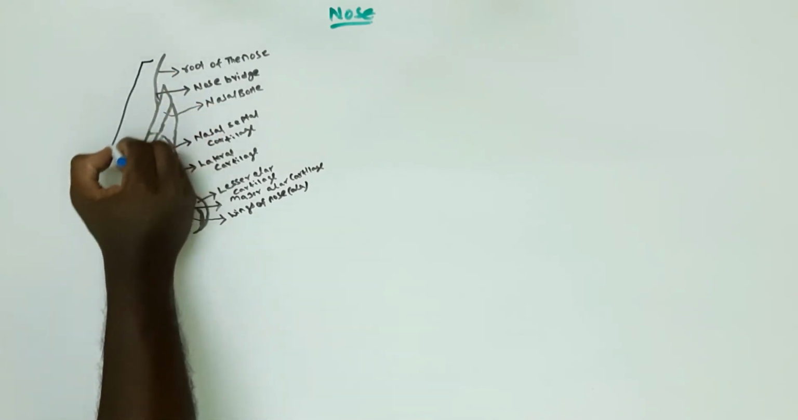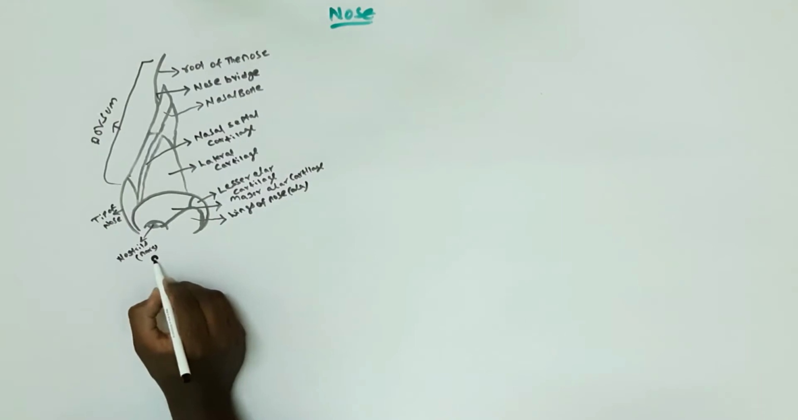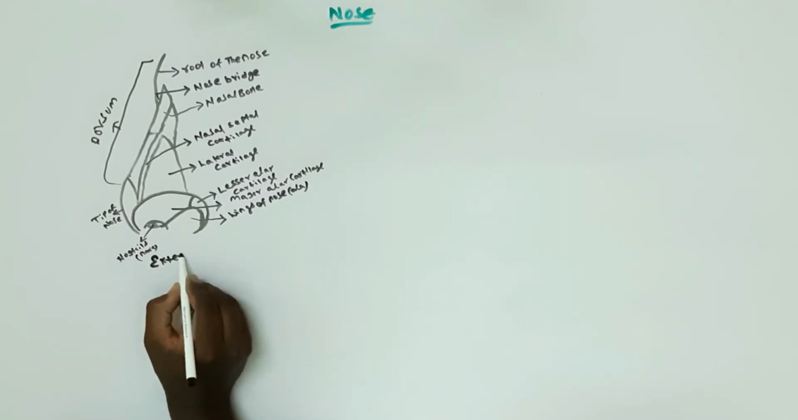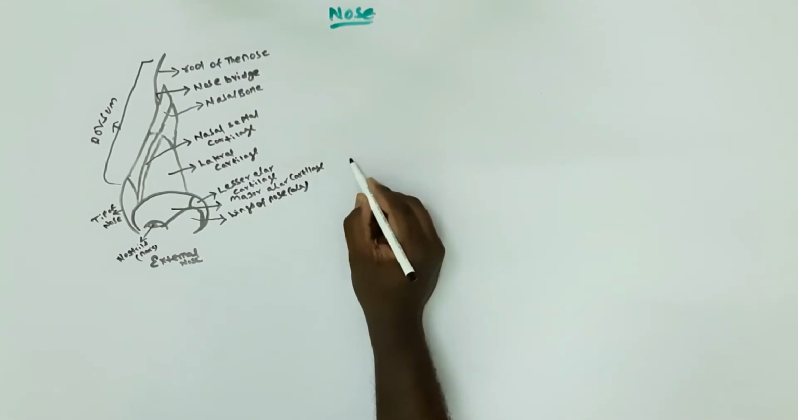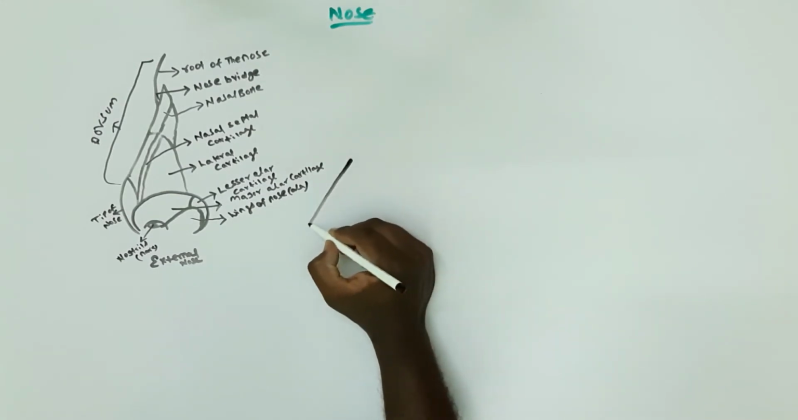Now we are seeing this portion, called the dorsum of the nose. It forms a rounded border between the tip and the root of the nose. This is called the external nose.